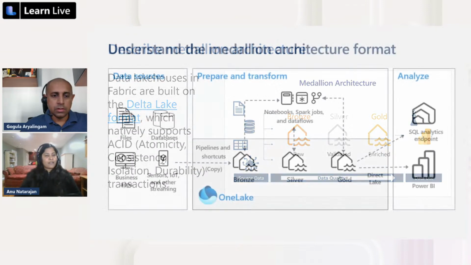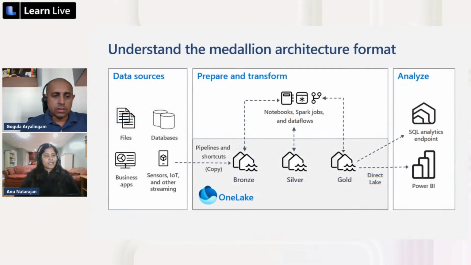The layered architecture, especially the medallion architecture, allows you to make your data more reliable and consistent as it goes through the different layers. If you see this particular diagram on the slide, you are looking at the data sources, where the data comes from a variety of sources like files, databases, a lot of business applications or SaaS applications, and even real-time data in terms of sensors, IoT devices and other streaming channels.